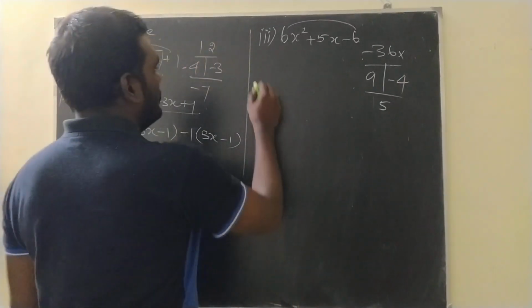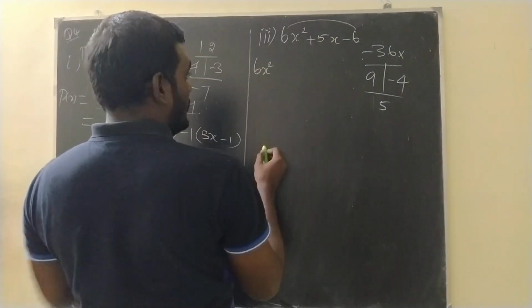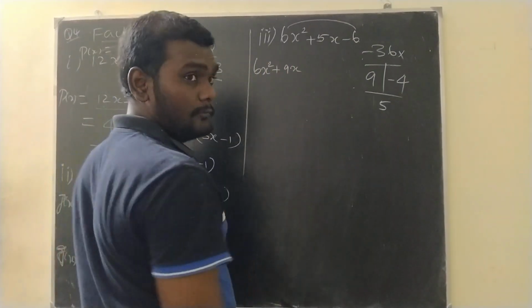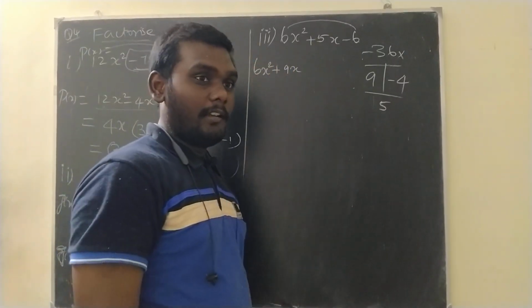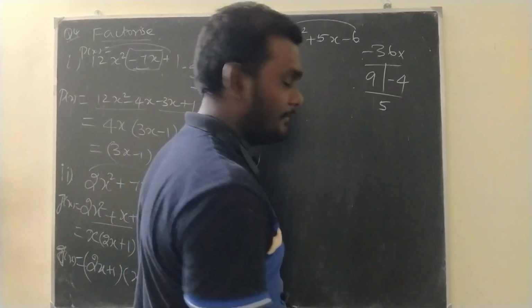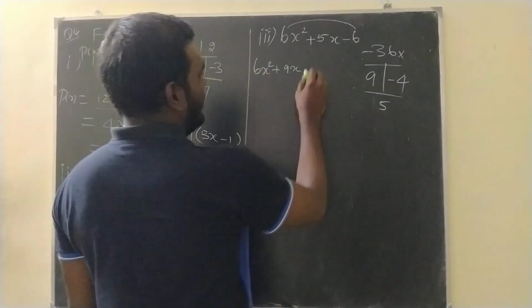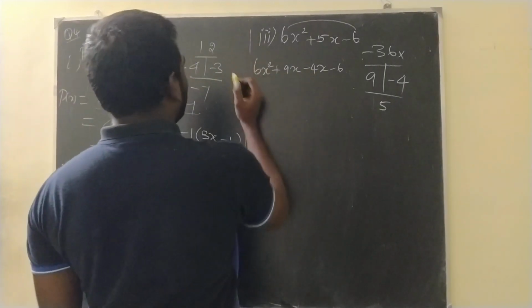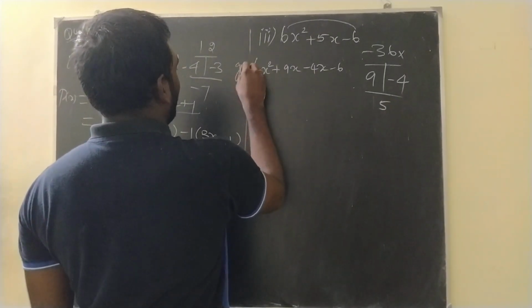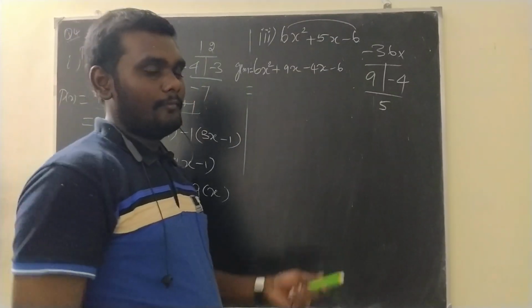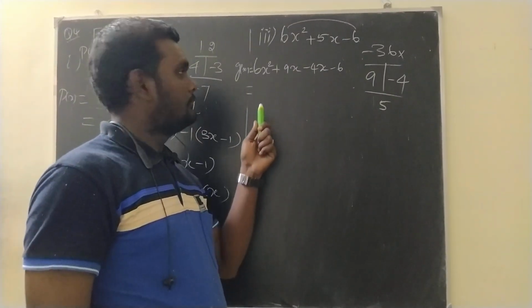So by splitting the middle term, 6x square... Some prayer is happening. Oh, the Lord Jesus Christ, like some prayer is happening. Is that your TV? No.